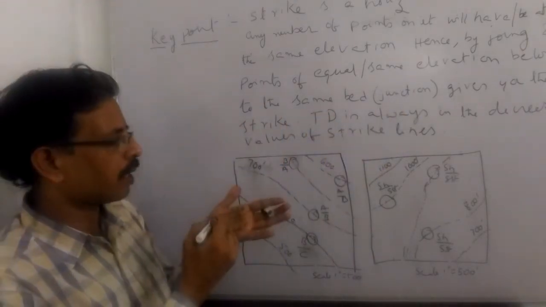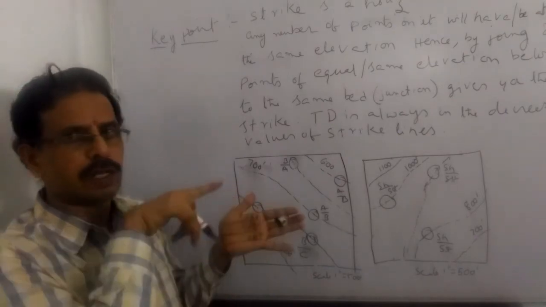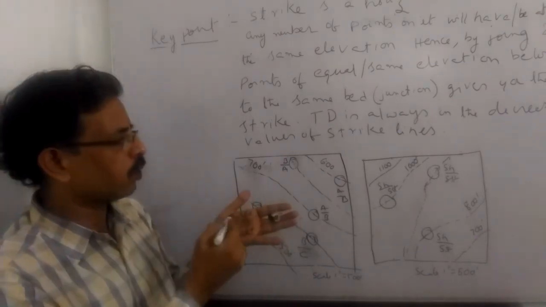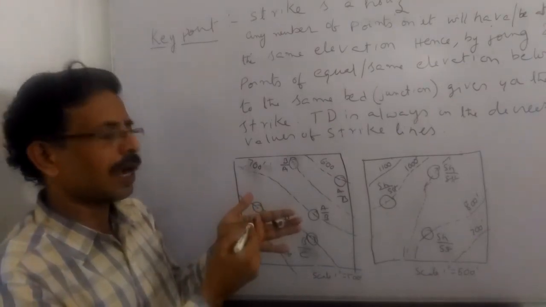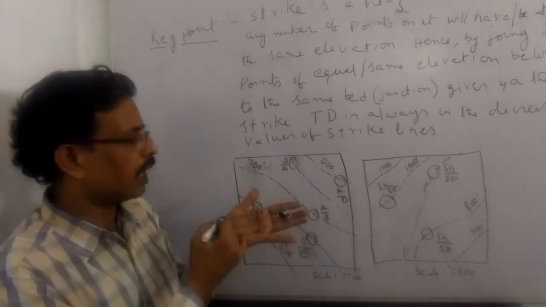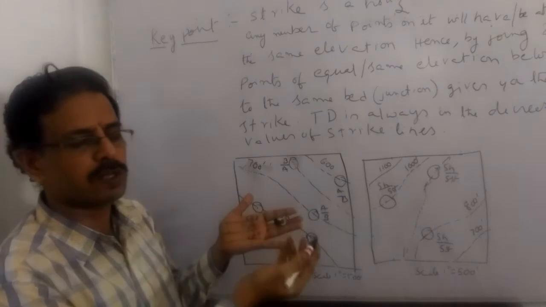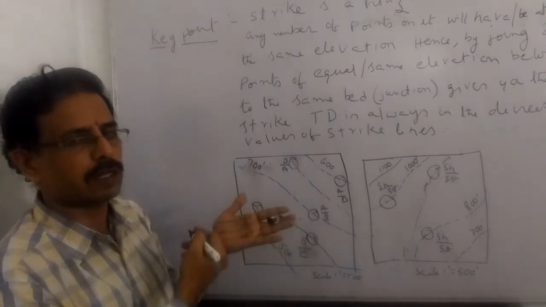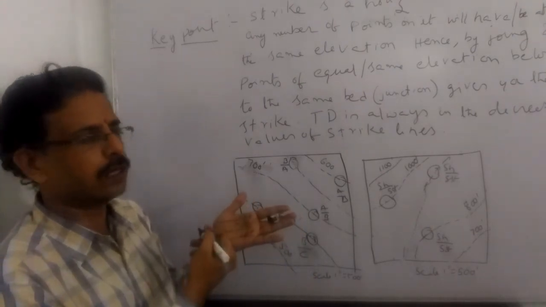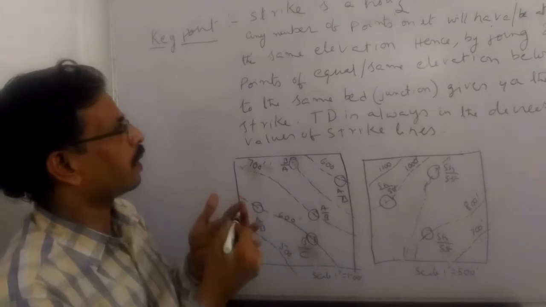Because strike is a horizontal line, if you know two points of a bed having the same elevation and you join these two points, then it will be the strike of the bed, because strike is a horizontal one. Okay, so that is the fundamental one.